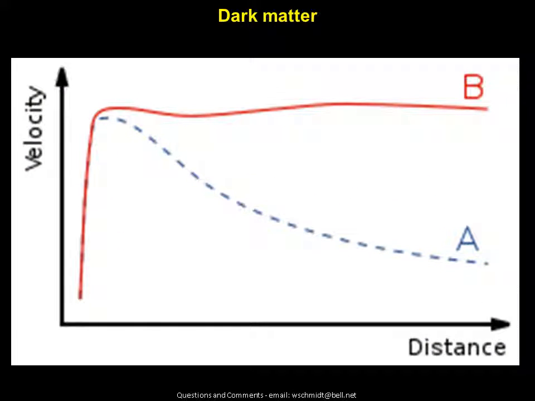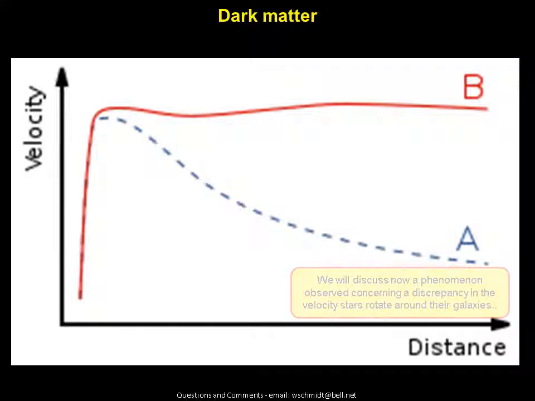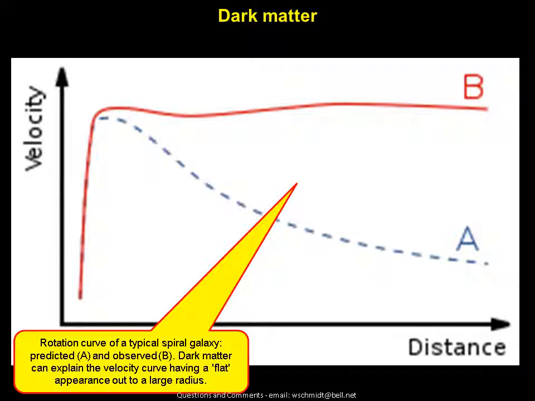Dark matter. We will discuss now a phenomenon observed concerning a discrepancy in the velocity stars rotate around their galaxies. Rotation curve of a typical spiral galaxy, predicted A and observed B. Dark matter can explain the velocity curve having a flat appearance, out to a large radius.